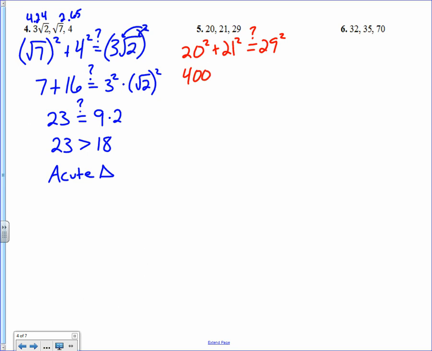21 squared is 441. Is that equal to 29 squared? 841. Well, 841 is equal to 841. So this is a right triangle.